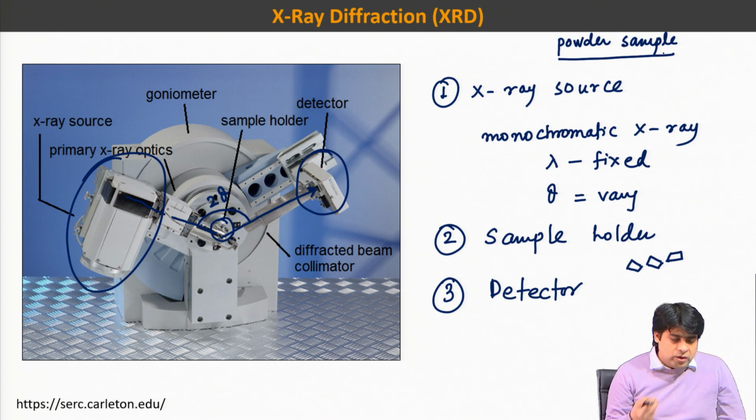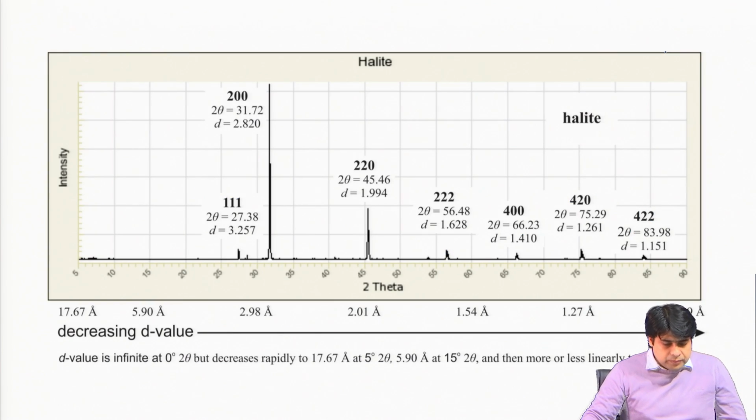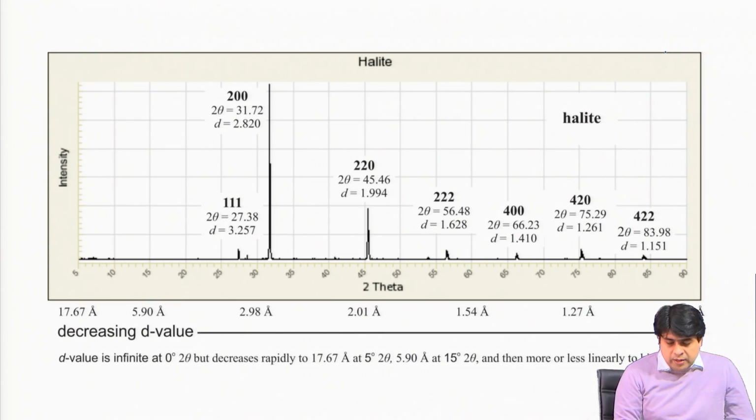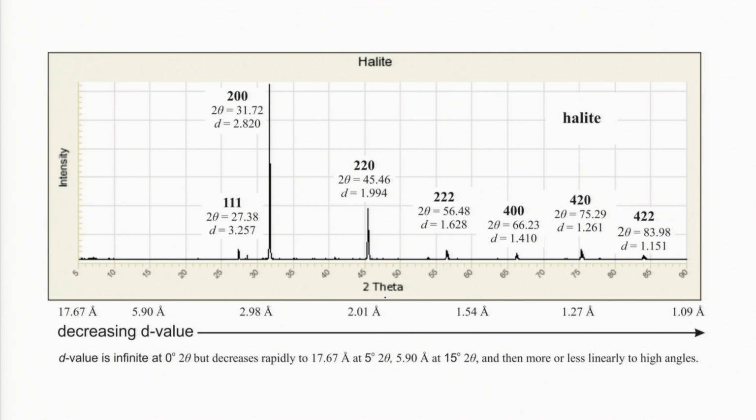If you have a very tiny sample, you cannot make a powder of it. So, in that case you are not able to use this X-ray diffraction method. You need a powder sample of at least a gram of material.